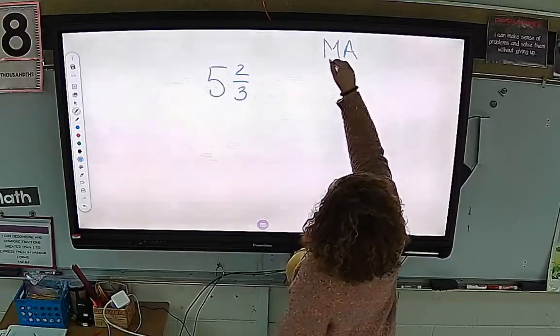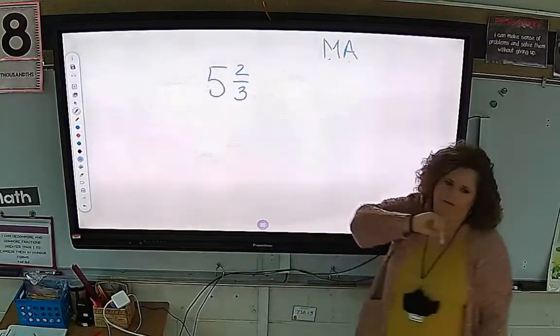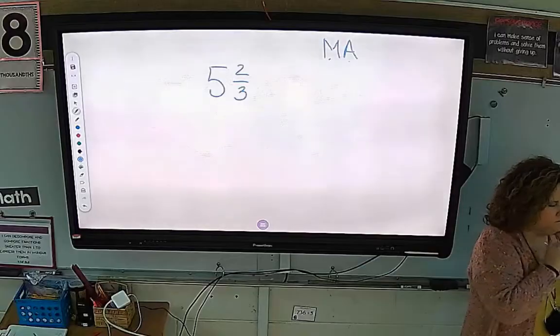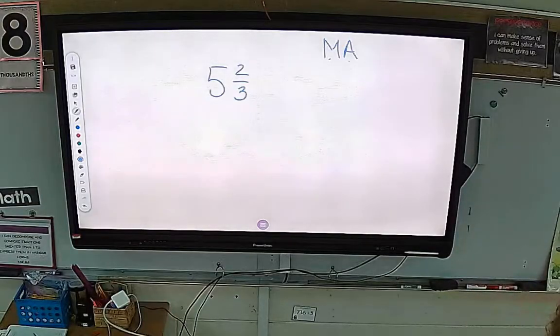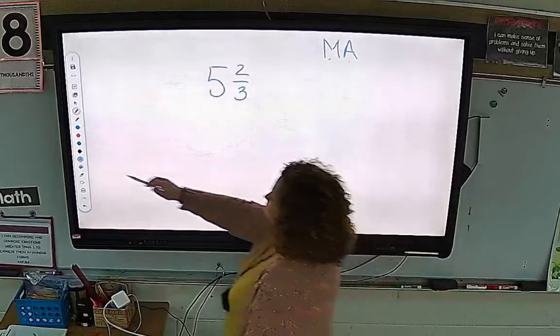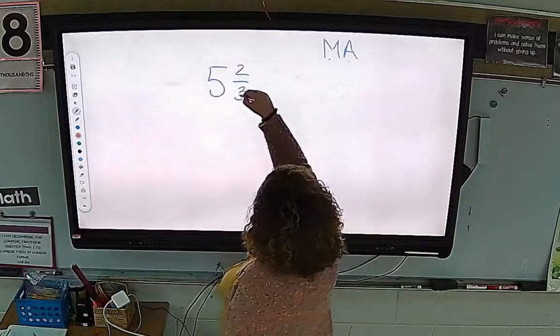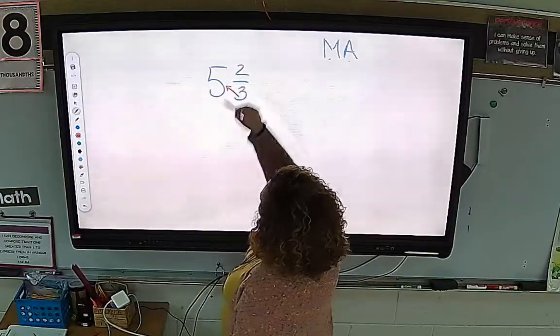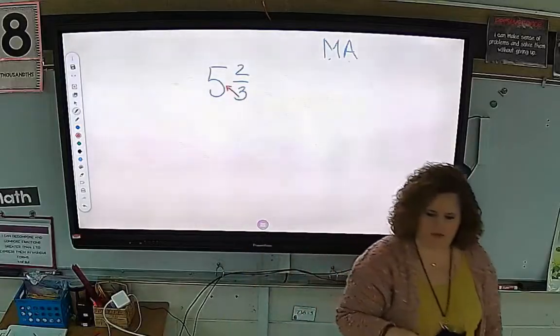Where you're going to multiply first, then you're going to add. Okay. Some people forget what to multiply and what to add. Okay, maybe it will help you to know, multiply that denominator because we're trying to figure out how many thirds there are.